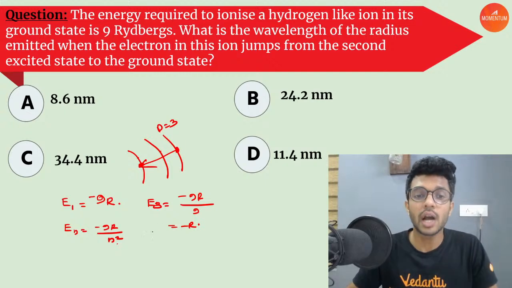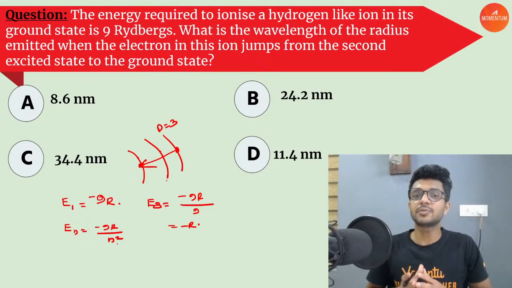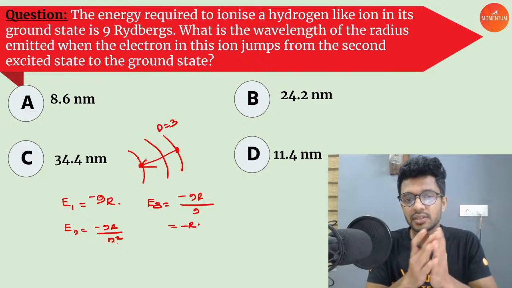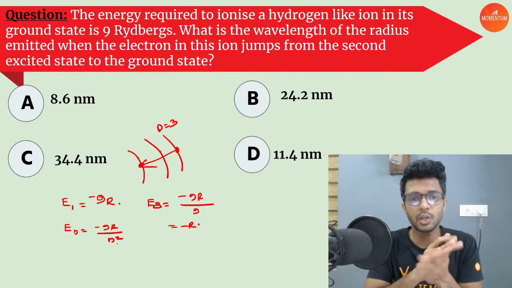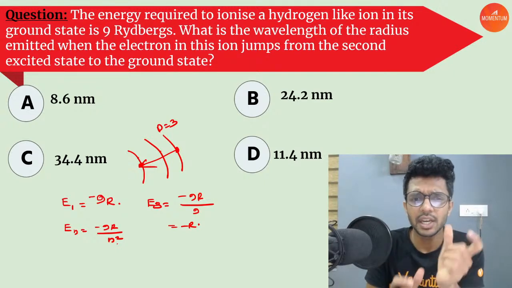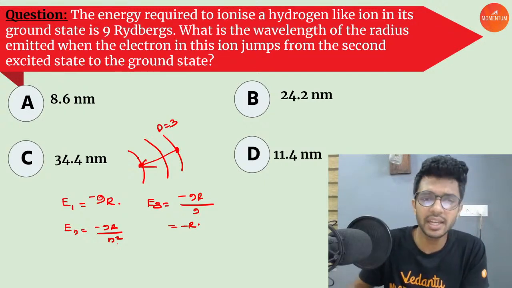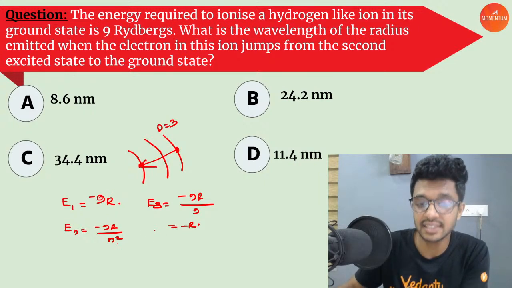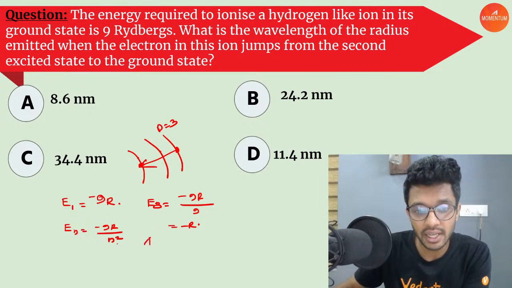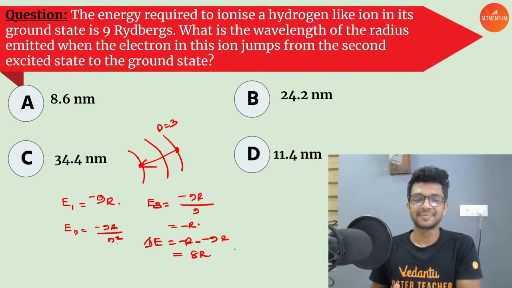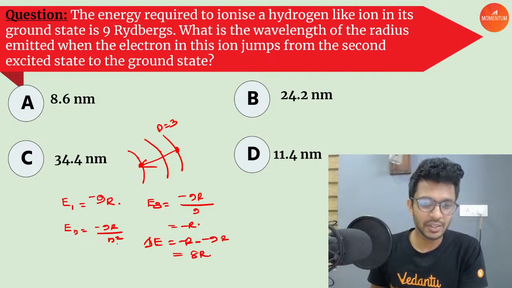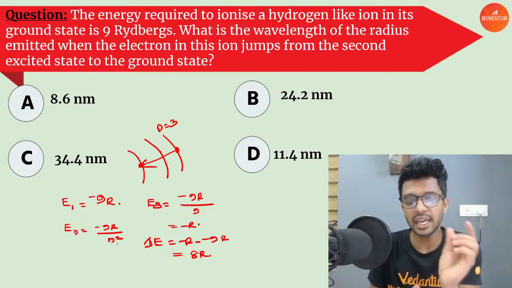Okay, so how will you find the energy released as a photon when an electron makes a transition from a higher energy state to a lower energy state? That is equivalent to the energy difference between the orbits, isn't it? Yes, it is. So how will you calculate delta E? Higher energy minus lower energy. Lower energy was minus 9R. So this corresponds to 8R. Okay, so delta E is equal to 8R. So this is the energy of the photon.